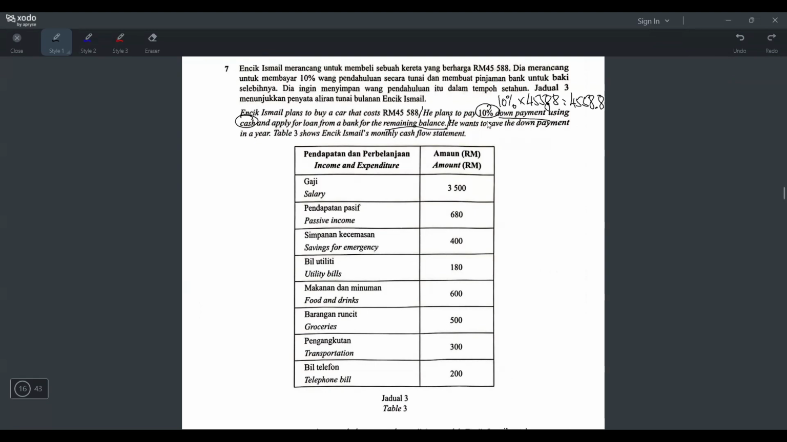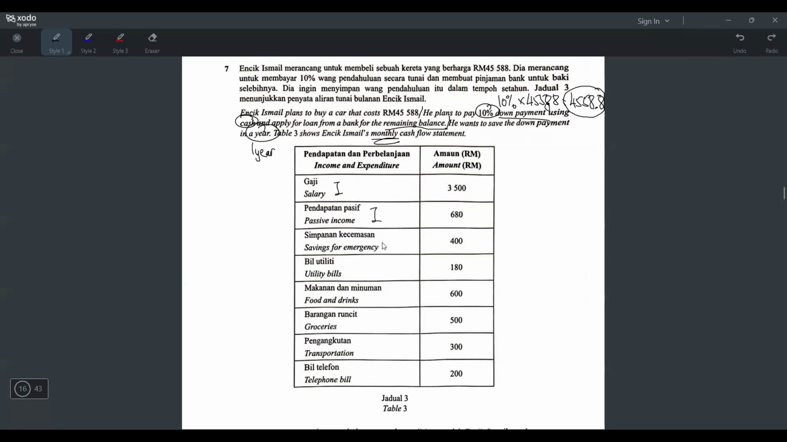He wants to save the down payment in a year. So it means dia nak save ini amount lah. But in 1 year, 1 tahun. Okay, and then they say table 3 shows Encik Ismail monthly cash flow statement. So ini 1 bulan punya, 1 bulan, 1 month, right? 1 bulan punya statement. So salary, okay, this one is income. Salary, gaji ini income. Passive income ini pun income juga.